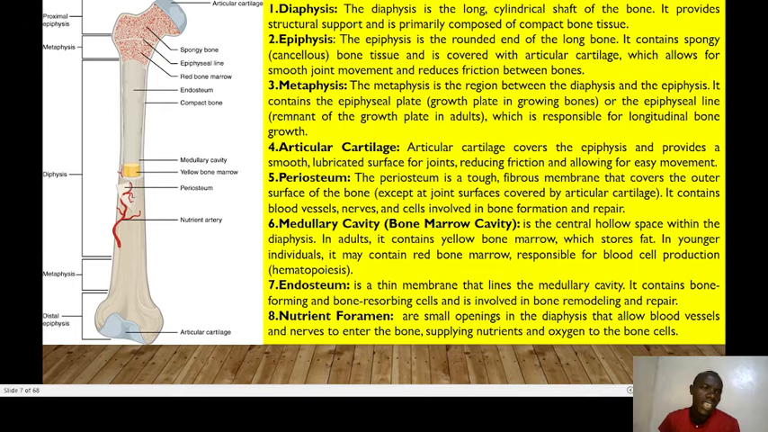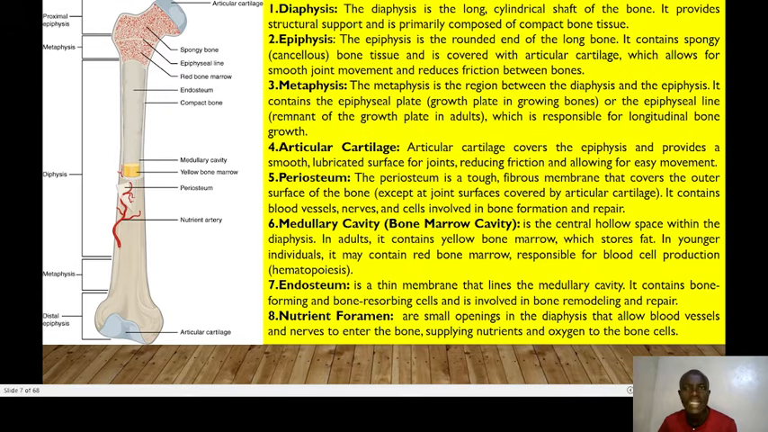So guys, you can see the rest of the body part is covered, this is the diaphysis. Okay, but the end points are covered by cartilage, so we call it the articular cartilage. Okay. So in between we have the proximal epiphysis and the distal epiphysis, followed by the metaphysis. Okay, the metaphysis, this one is the region between the diaphysis and epiphysis. It contains the epiphyseal plate.